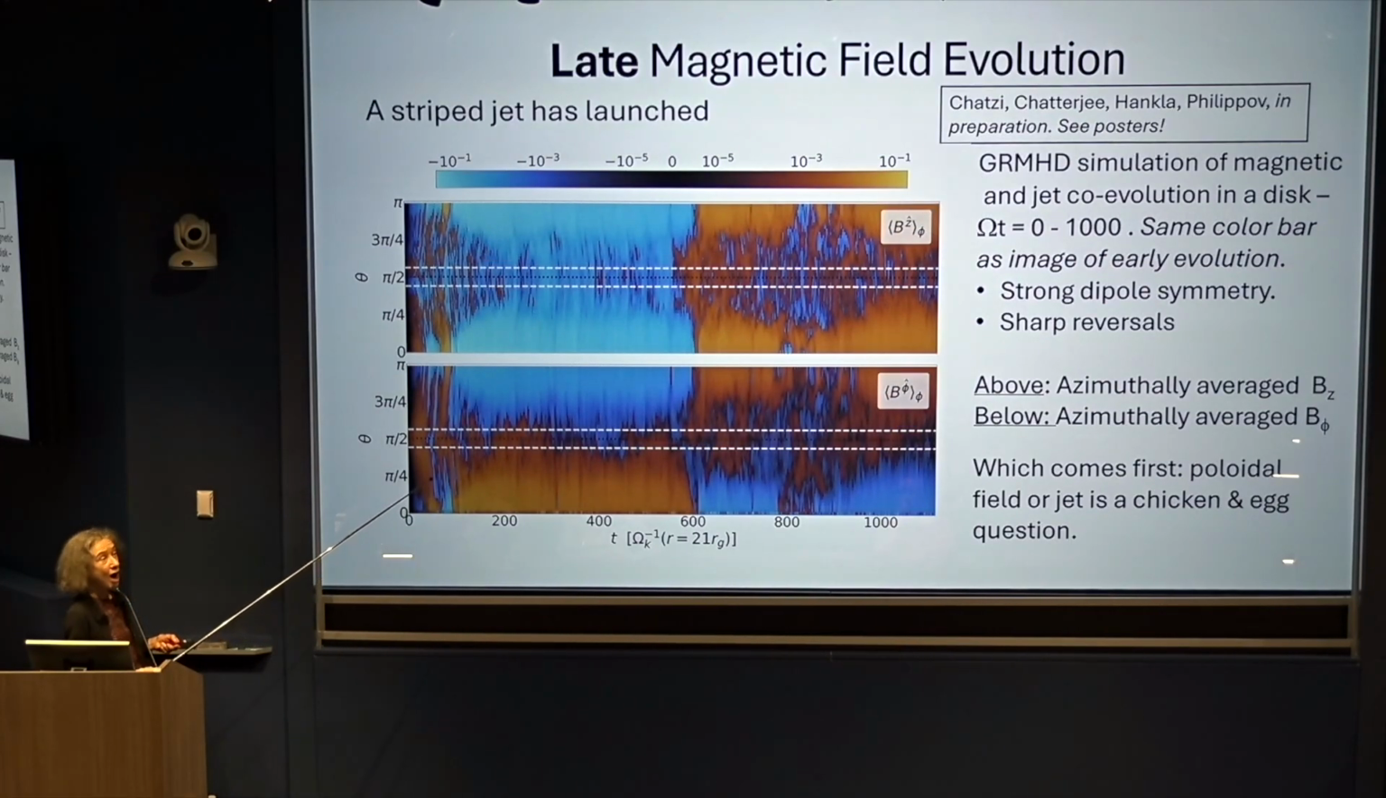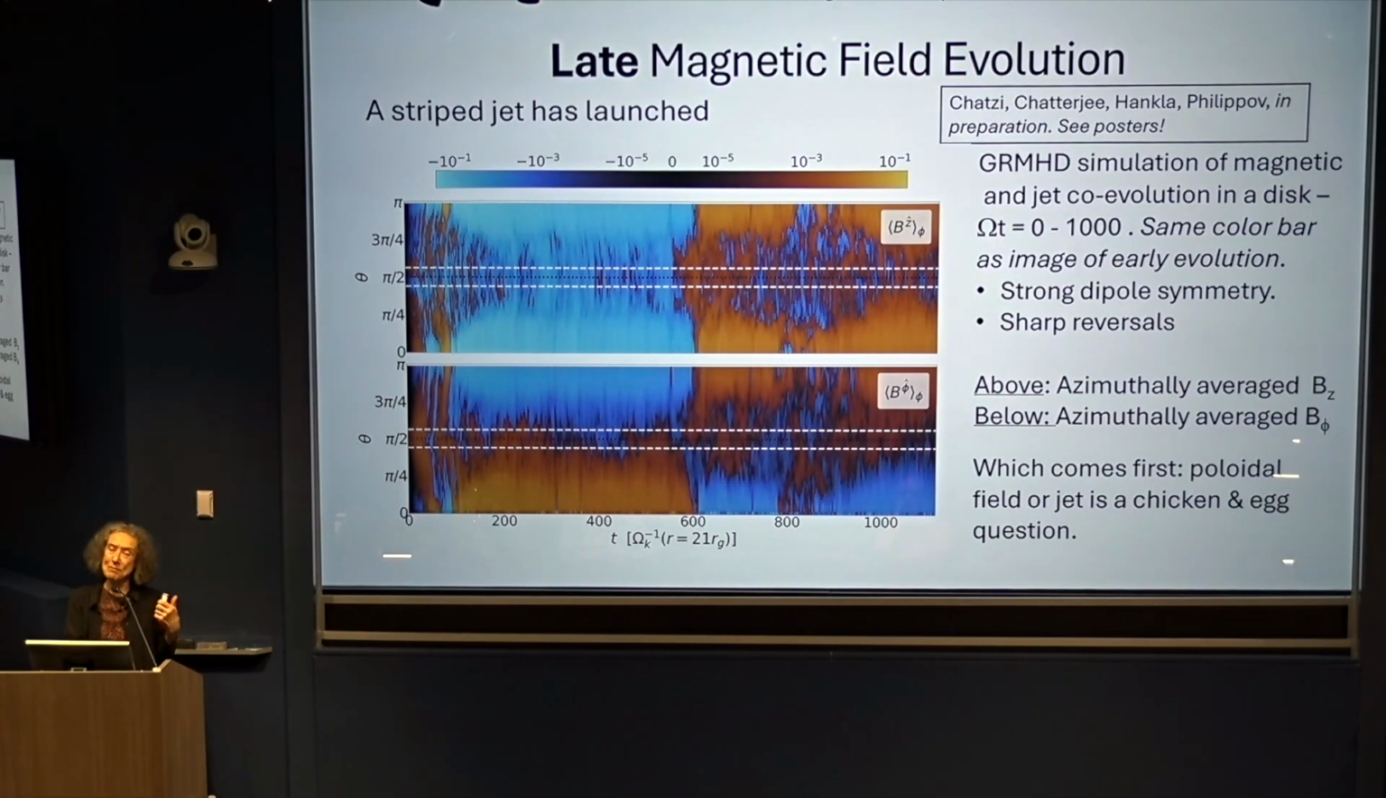After some time, it looks quite different. A poloidal field has formed and a jet has been launched. If you take a toroidal field going around like so, and then some loops pop out, the field is going one way on the upward leg of the loop and then downward on the downward leg of the loop, and then you twist that whole thing into a jet, it'll be a striped jet. And that's basically what it is.